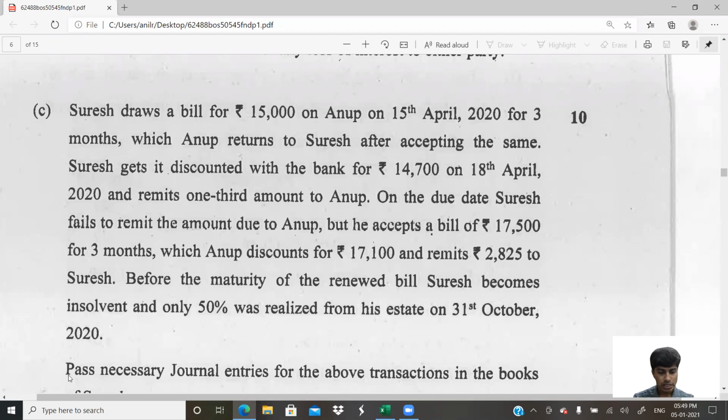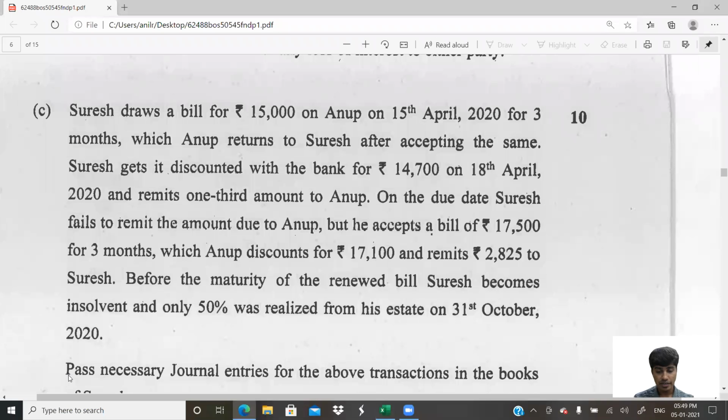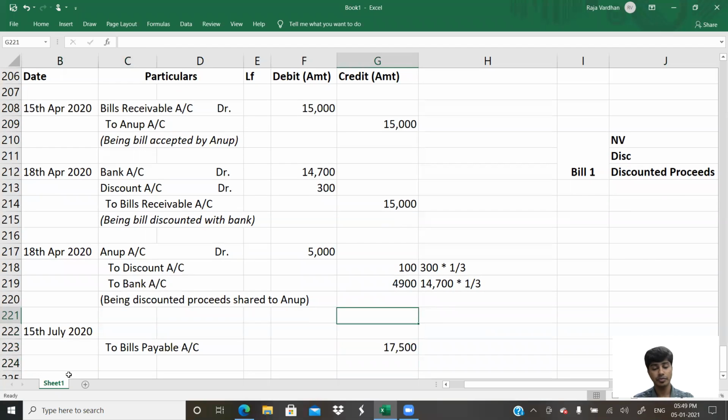How much? He'll accept a bill for 17,500. So that bills payable is a liability to Suresh. So you would have to credit the bills payable account. How much? 17,500. Done. The bill is being accepted. Bills payable is a liability, credit.